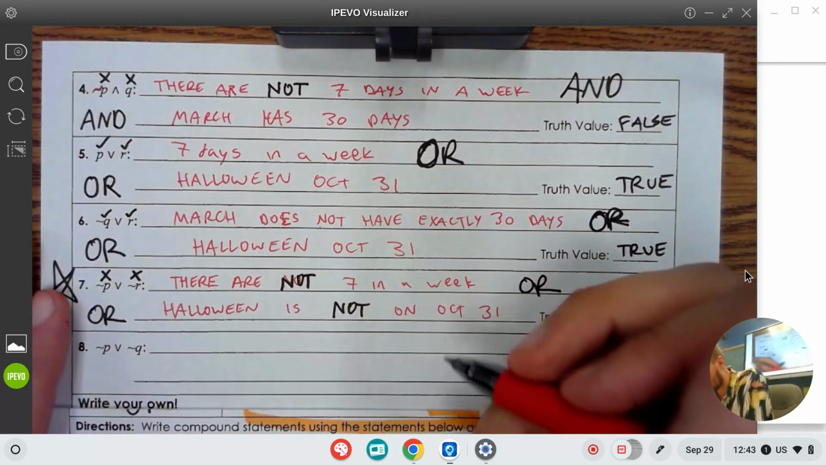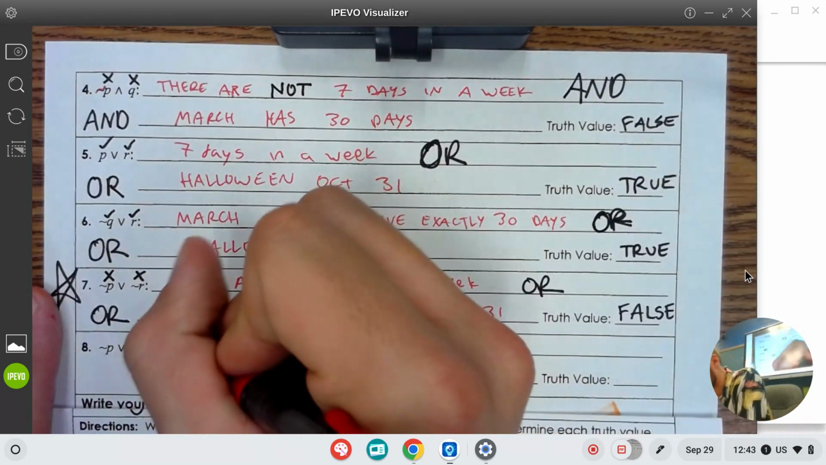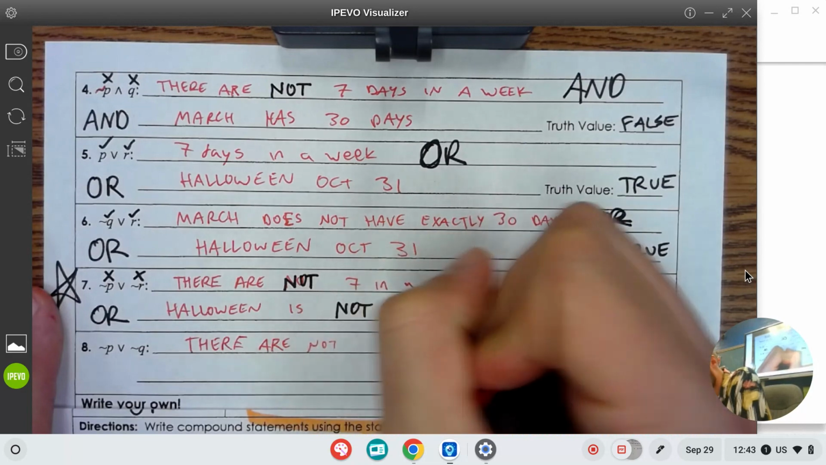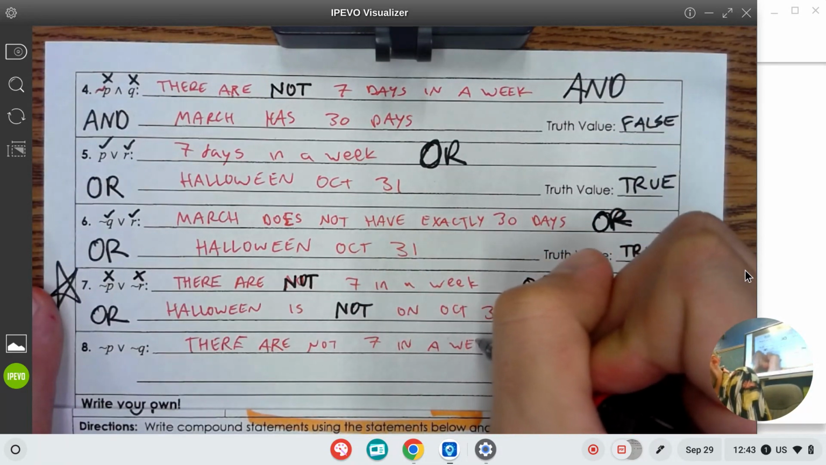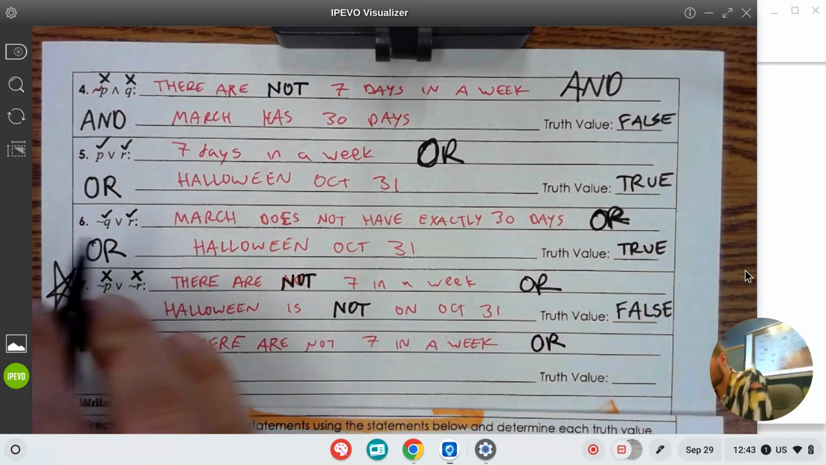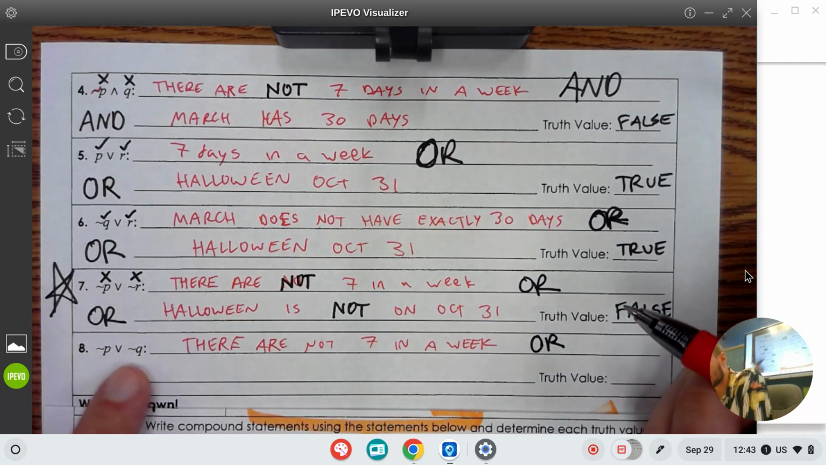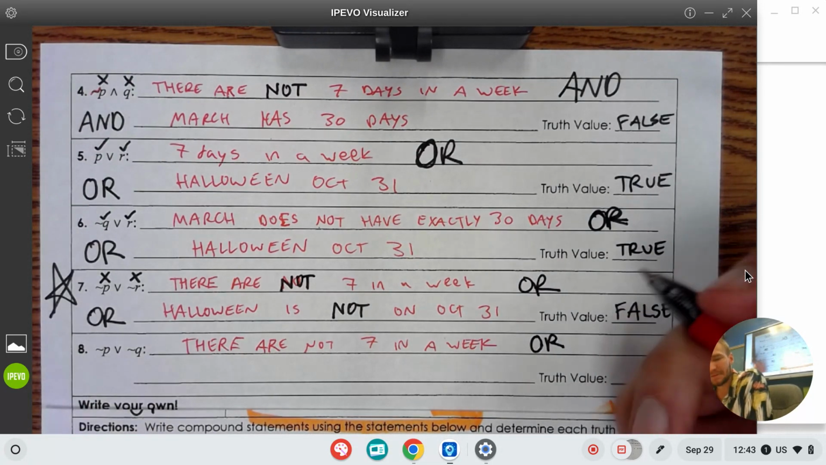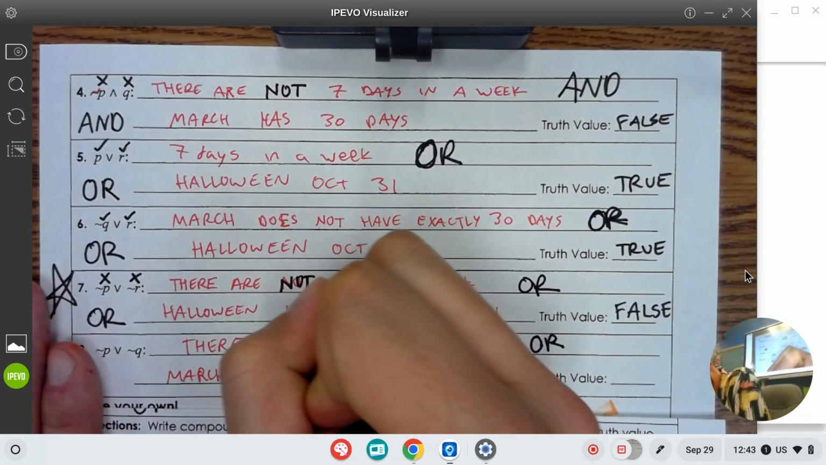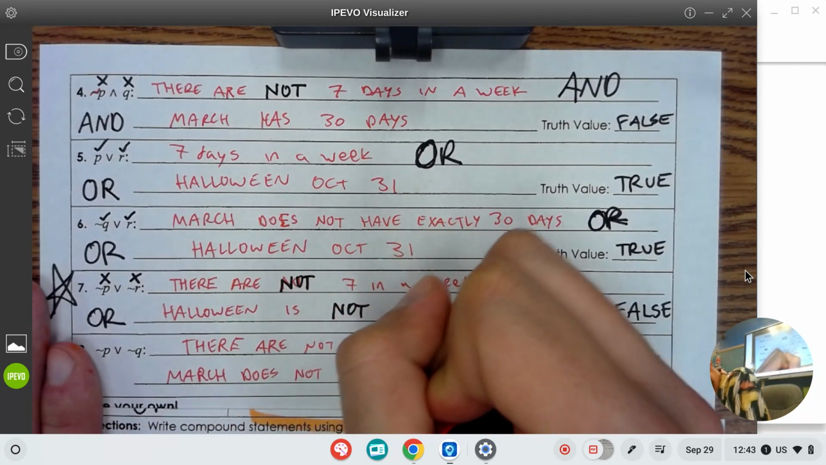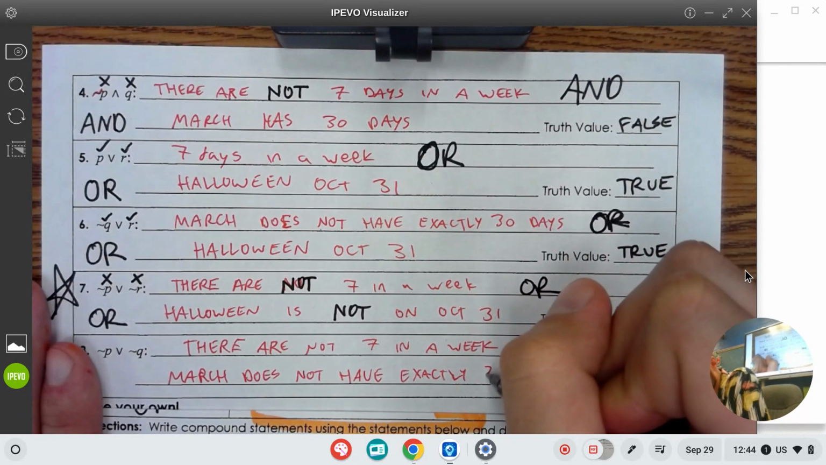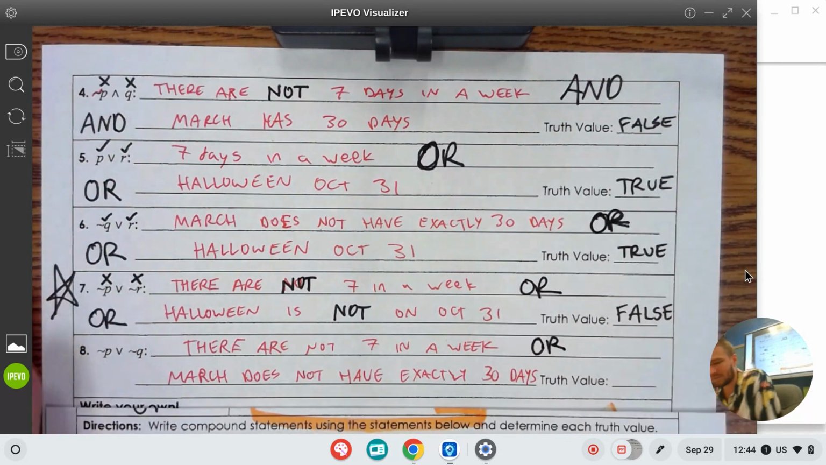All right, last one. I'm just going to quickly say, not P is the opposite of P. We literally just did that, all right? There are not 7 in a week. Or not Q. Not Q is the opposite of the March statement. So March does not have exactly 30 days. Just hold off on the bathroom pass for 1 second.